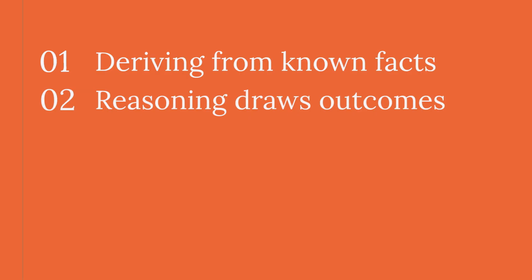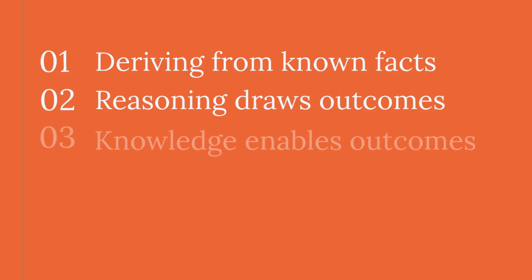Reasoning in artificial intelligence is the process of deriving logical conclusions from available knowledge. Once knowledge has been represented, reasoning is what allows a system to draw outcomes from it. The topic introduces several forms of reasoning that serve different kinds of problems and evidence.